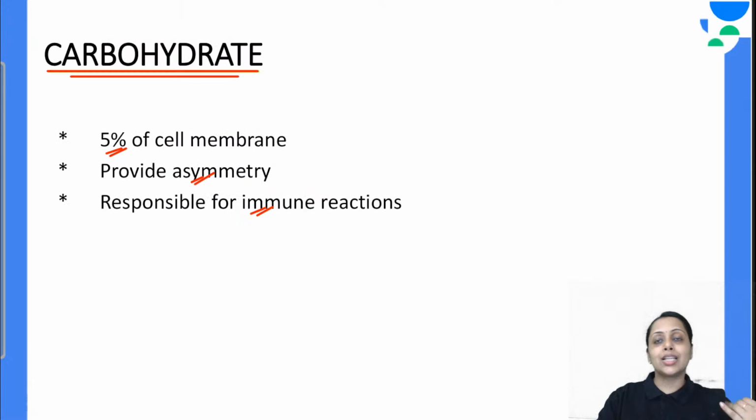So moving further, the last component is the carbohydrate. Carbohydrate is the minor component. Only 5% of carbohydrate is present in our lipid. They provide asymmetry to the membrane, and they are responsible for immune reaction.